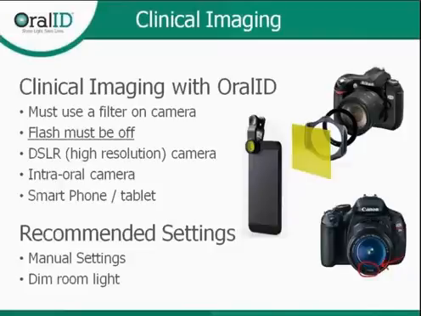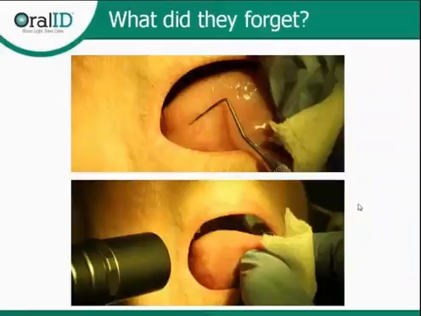You want to dim the additional lighting in the room. So you already have your overhead light off when you do your oral ID exam, but when you take pictures, turn extra lights down, your pictures will come out much better. And also, point the lens in the same direction as where you're shining the light. That's going to help prevent shadows and inconsistencies when you take the picture.